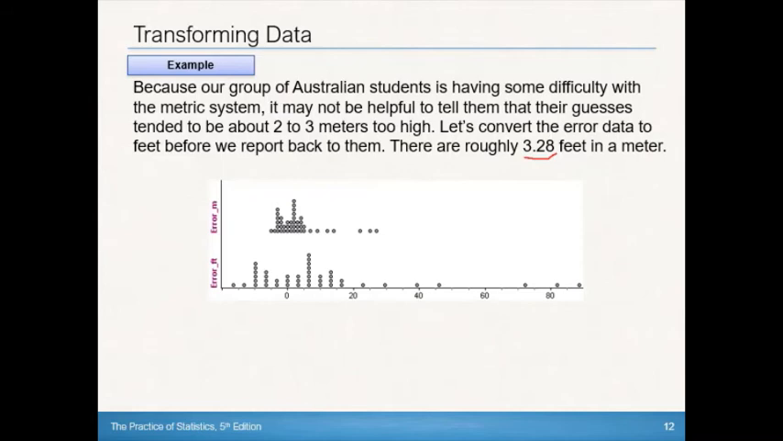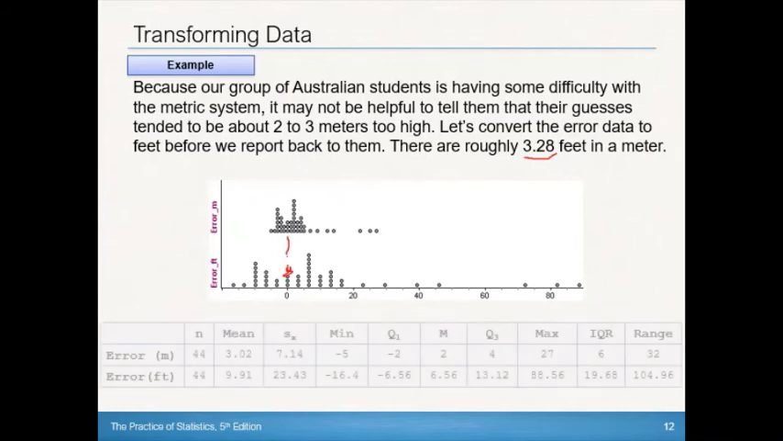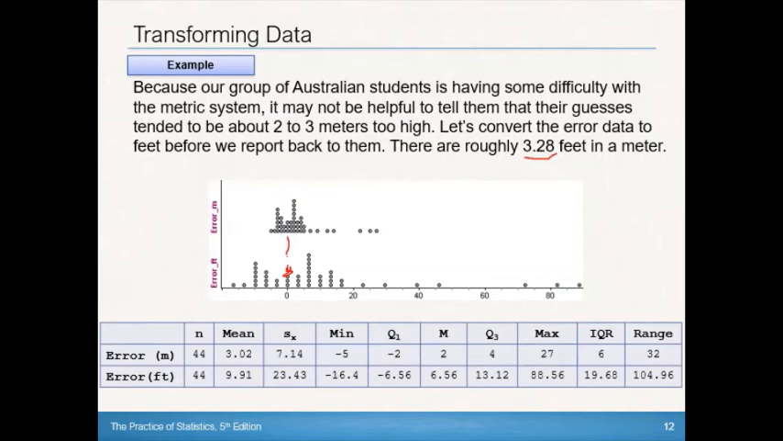Now notice I'm using the same scale on the bottom here. If you guessed 13, remember you would get an error of 0 meters. You would also get an error of 0 feet, right? So I'm trying to draw an arrow, that's not working. But you notice that those values did not change. But all the other values got a little bit more stretched out.